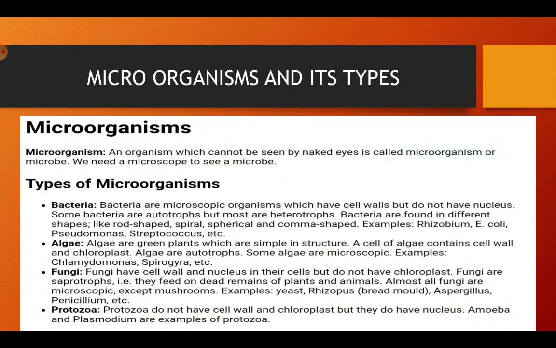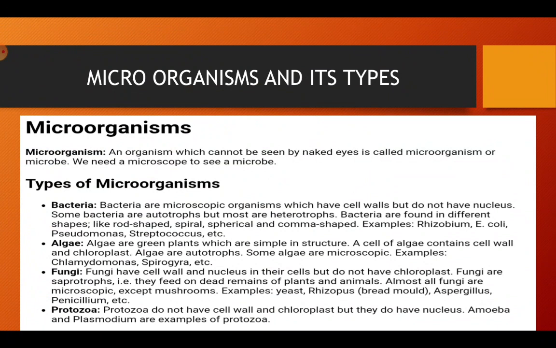Now let's discuss bacteria. Bacteria are microscopic organisms which have a cell wall but do not have a nucleus. Some bacteria are autotrophs. Autotroph means they prepare their own food by using sunlight, chlorophyll, etc. But most are heterotrophs. Heterotroph means that they depend on other organisms for obtaining their food. Bacteria are found in different shapes like rod shaped, spiral, spherical, comma shaped.